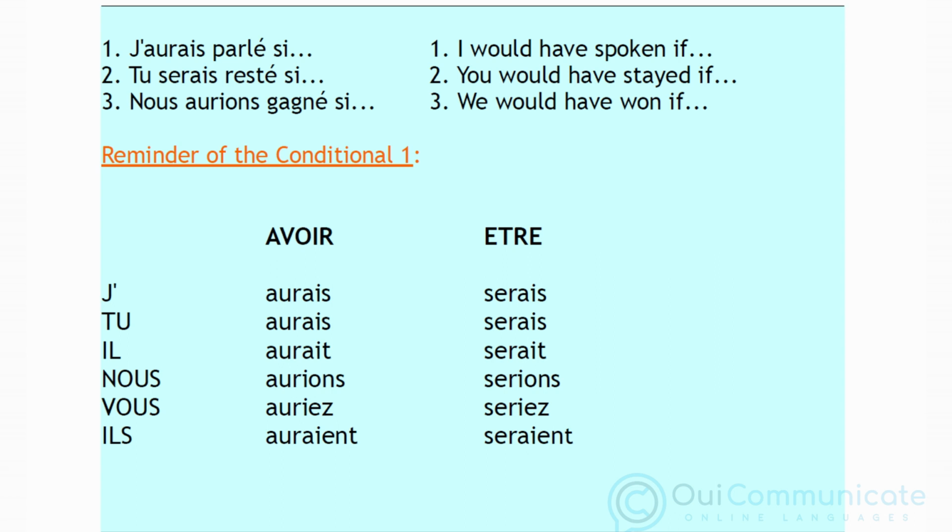And a reminder of the conditional one, we have two verbs avoir and être, to have and to be. J'aurais, tu aurais, il aurait, nous aurions, vous auriez, ils auraient. And for the verb être, je serais, tu serais, il serait, nous serions, vous seriez, ils seraient.